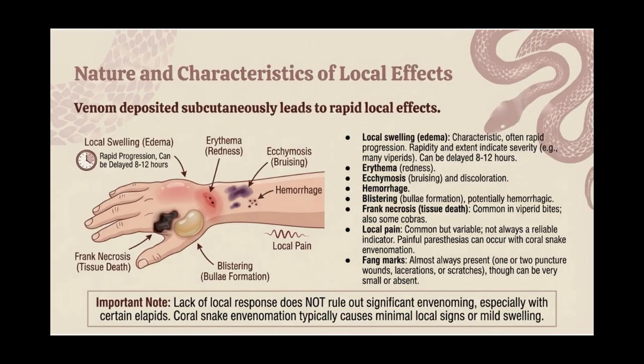One of the characteristic features is local swelling or edema, which often progresses rapidly. The speed and extent of swelling can help indicate the probable severity of the envenoming, especially with venoms that are locally active, such as those from many viperid species. Sometimes, swelling may be delayed by 8 to 12 hours before becoming noticeable. Erythema or redness is another common sign.